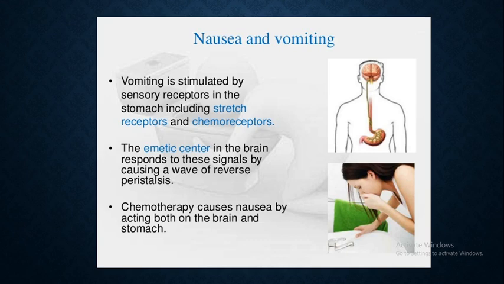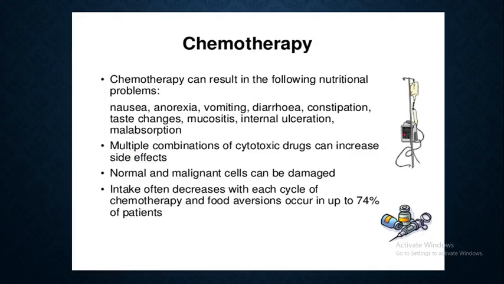Nausea and vomiting supportive care. Vomiting is stimulated by sensory receptors in the stomach, including stretch receptors and chemoreceptors. The emetic center in the brain responds to these signals by causing a wave of reverse peristalsis. In normal peristalsis, it goes inside, but in reverse, that causes food particles or bolus to come out. Chemotherapy causes nausea by acting on both the brain and stomach. So the main side effect of chemotherapy is being nauseated and feeling vomitish.